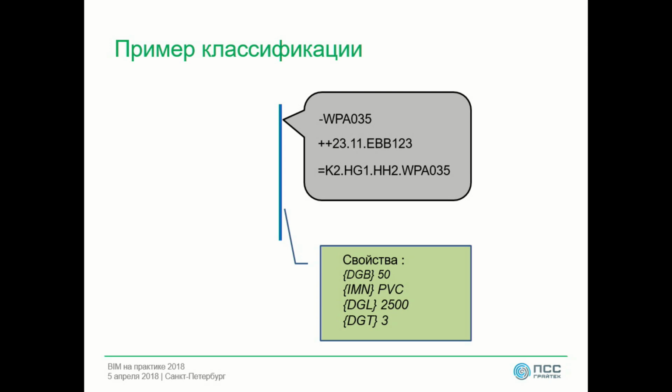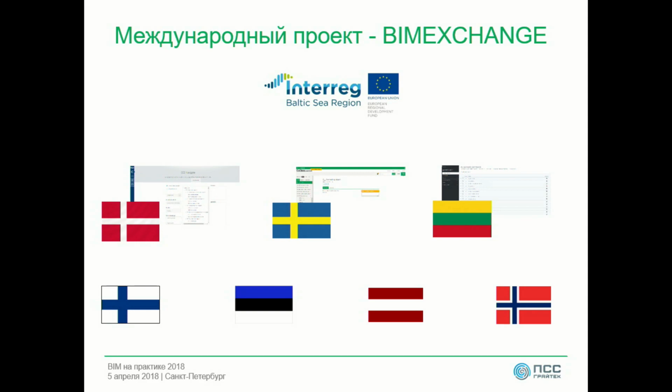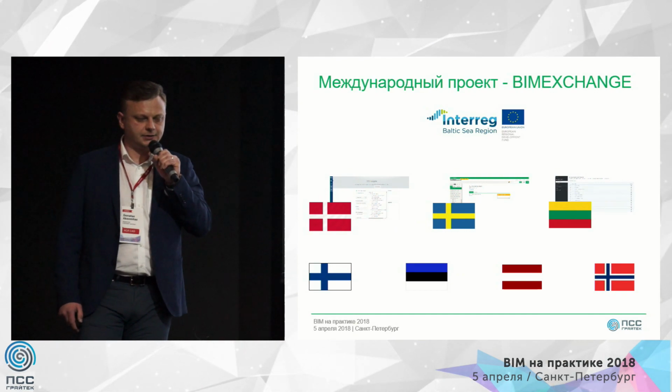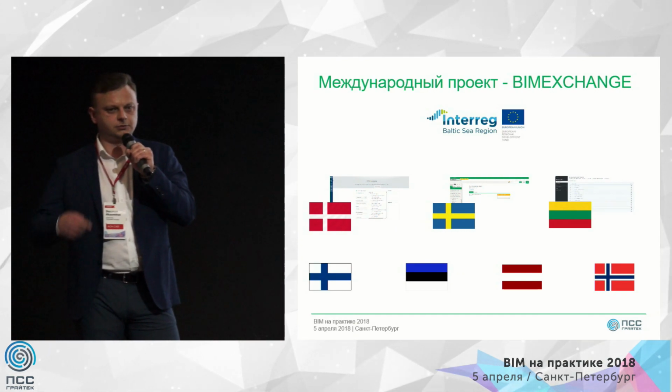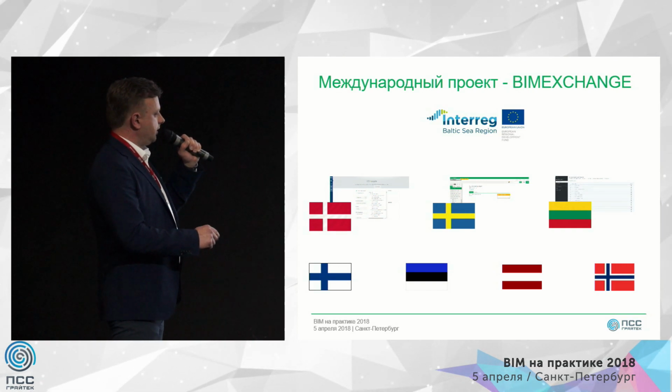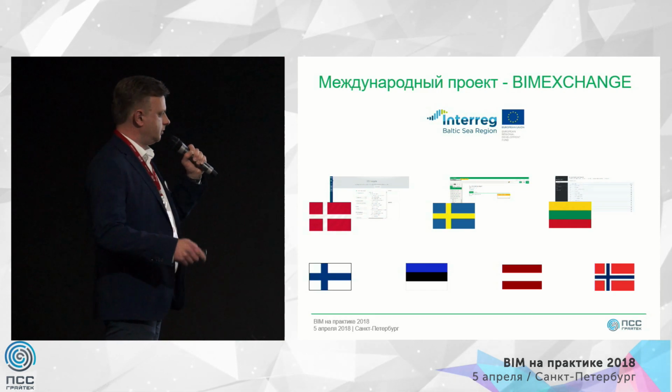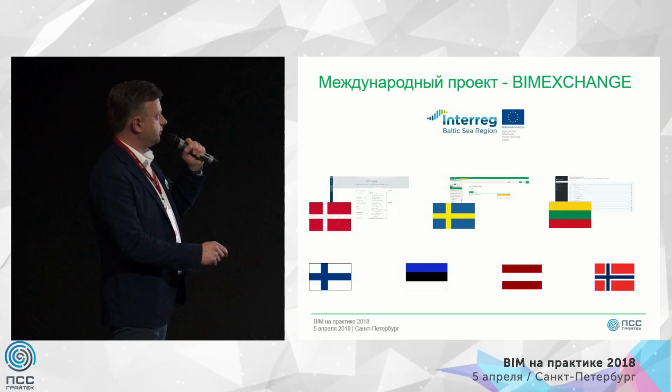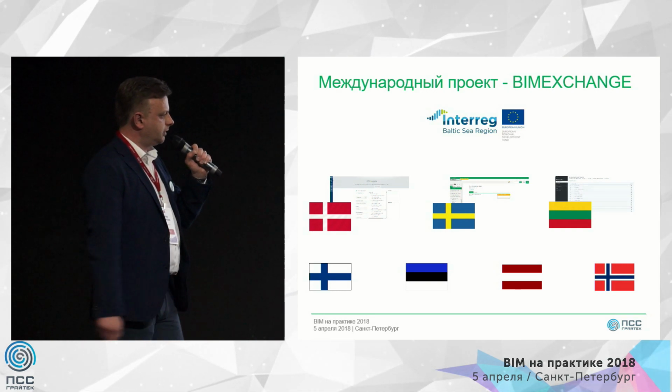So 50 millimeters PVC materials, 205 meters long, and a 3-meter thickness of the wall. As for properties, there is Lithuania and Latvia, Denmark, Sweden, and Estonia. So these three countries already adopted the standard, while the others are currently adopting it. In Denmark, for example, this is already at the government level, and also in Sweden.